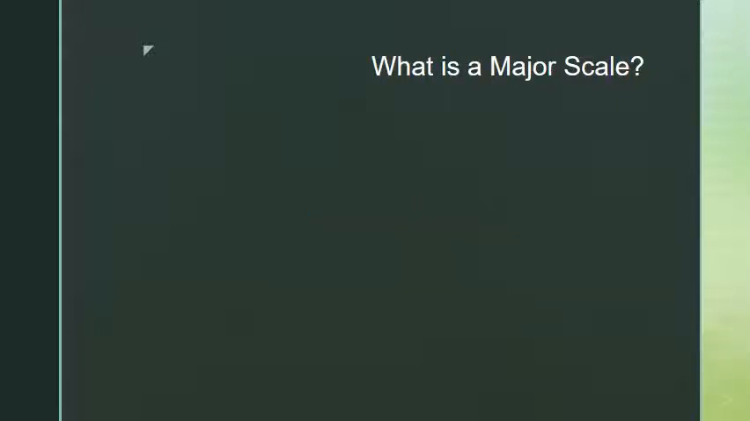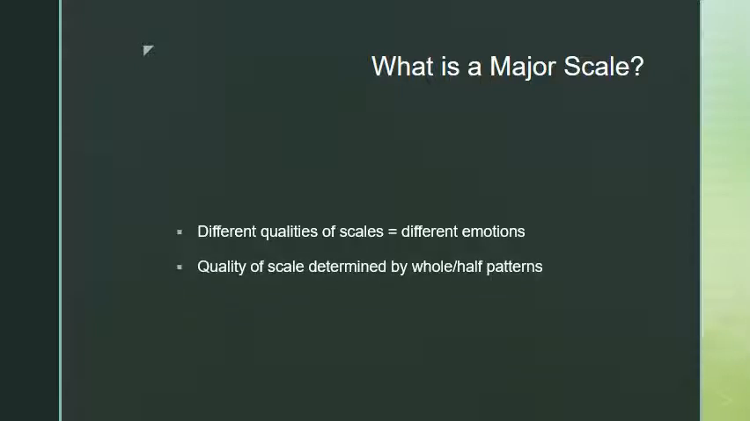So if different patterns of whole and half steps create different sounds, how then would we go about determining the pattern of whole and half steps for a scale? This has to do with the overall mood that we're trying to achieve, because different qualities of scales will create different moods. These different qualities are determined by the pattern of whole and half steps that we use. For a happy sounding scale, we want to use a major scale pattern.